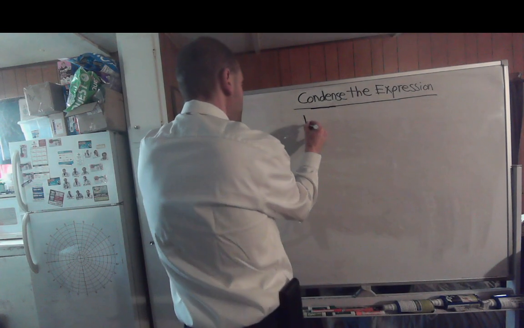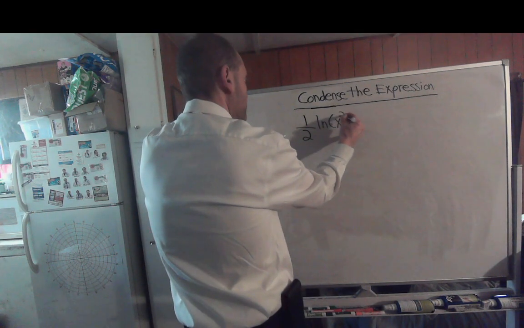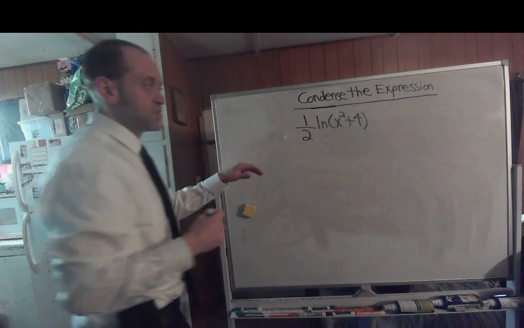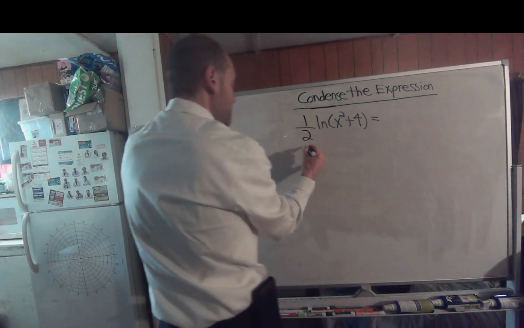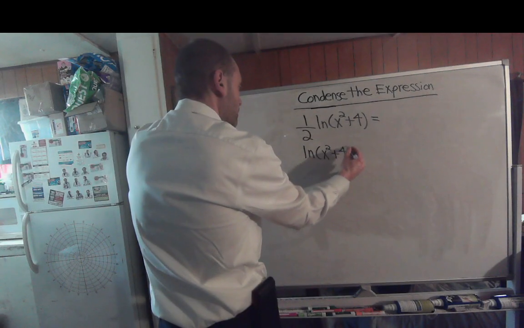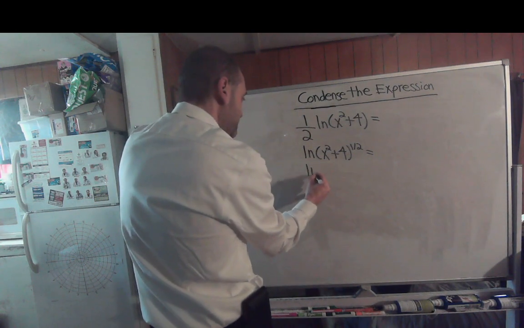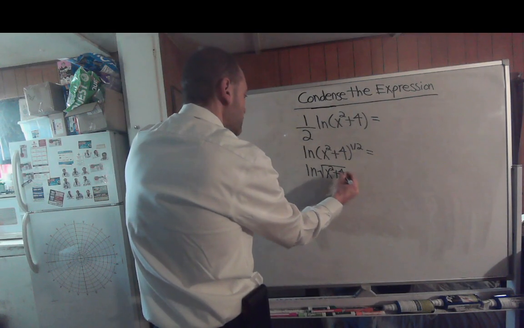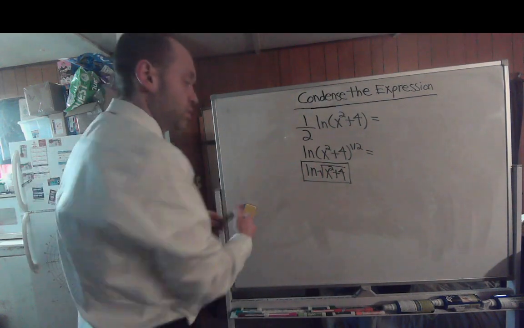Alright, we have half of the natural log of x squared plus 4. Well, you have another power rule. This would be the same as the natural log of x squared plus 4 raised to the 1/2, which we could rewrite one more time as the natural log of the square root of x squared plus 4. It would condense into the natural log of the square root of x squared plus 4.